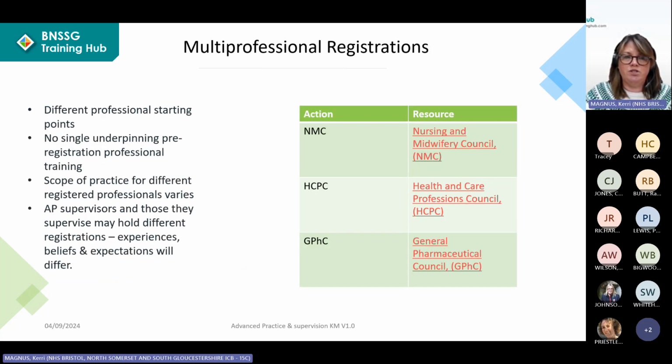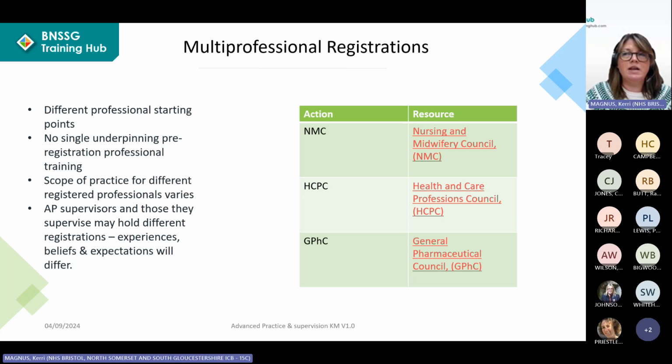We talked about multi-professional registrations. As a supervisor, the supervisor also needs to be aware of these multi-professional registrations. And as I said before, it's really hard for them to know what they are specifically. So the role of the trainee or the role of the advanced practitioner is to really understand what their supervisory needs are and to express that to the supervisor themselves, really support them and understand the things they need to do.